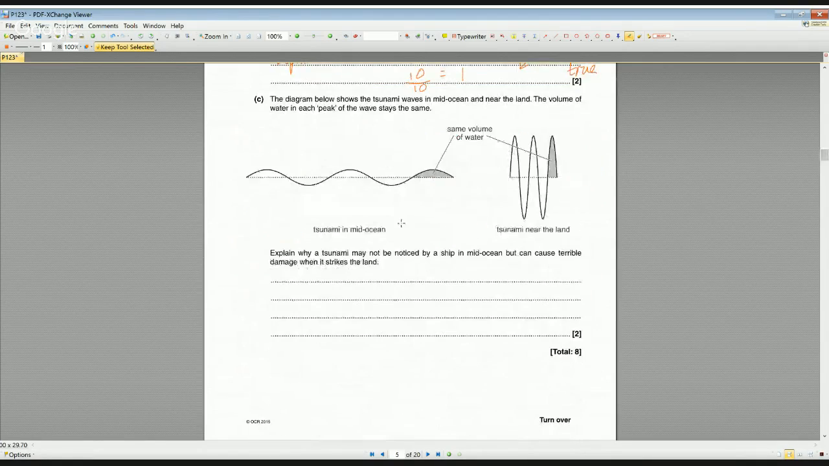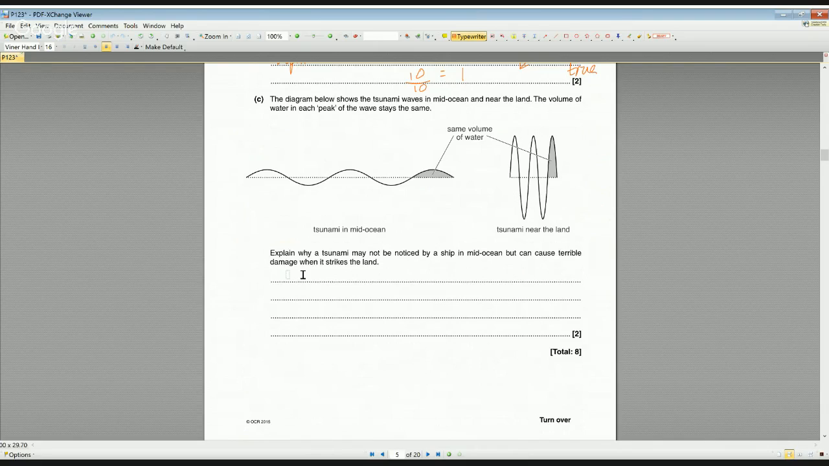And part C shows the tsunami wave in mid-ocean, and again near the land, where you'll see that the amplitude of the waves has increased, but actually the volume of water within each of these peaks has remained the same. So we need to explain why a tsunami might not be noticed by a ship in mid-ocean, but can cause terrible damage when it strikes the land.